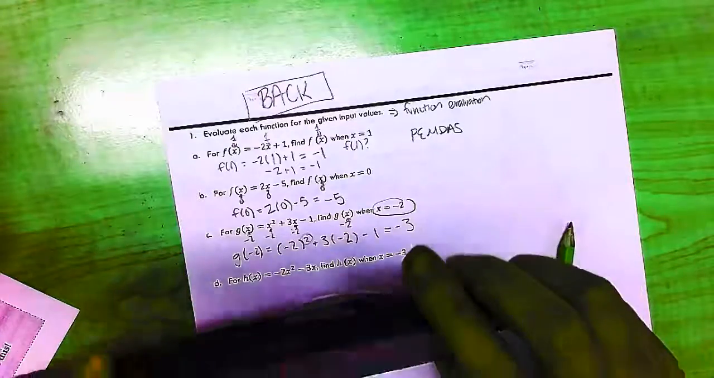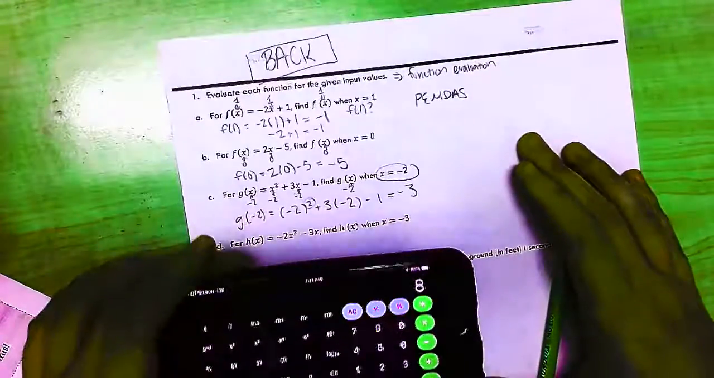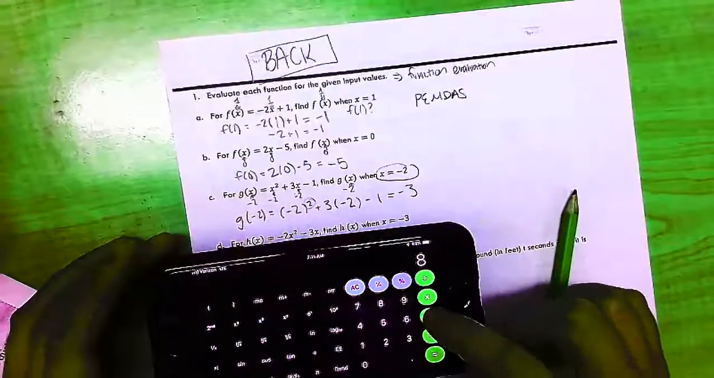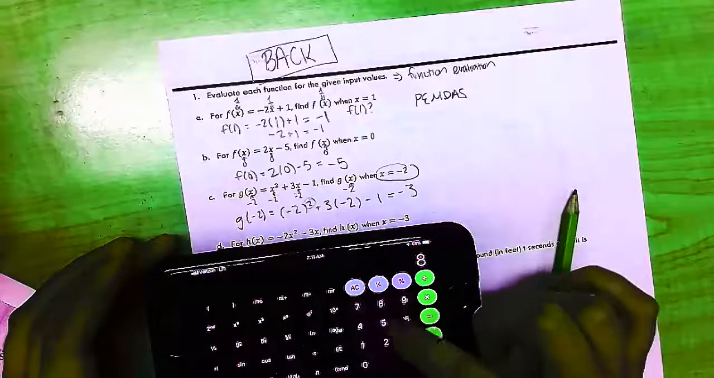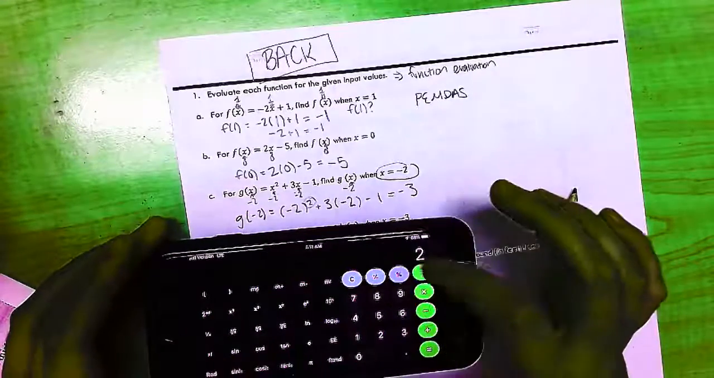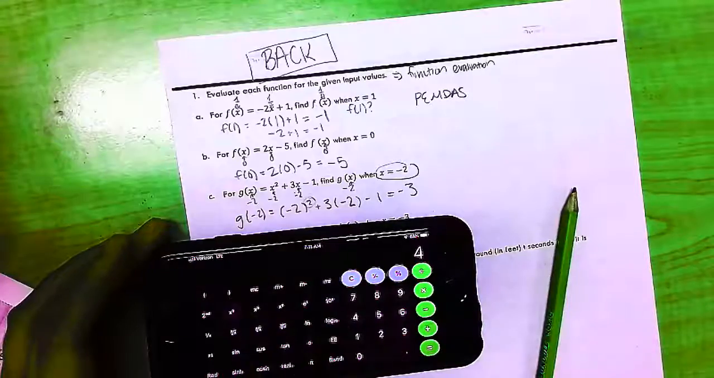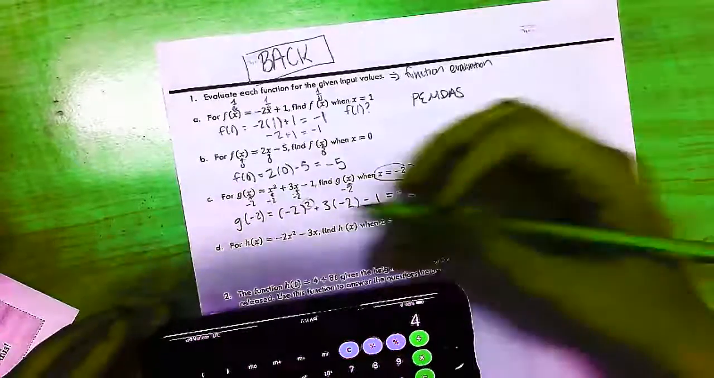So I would just take it one step at a time. I'd start with my 2. I'd make it a negative. I would say squared. That gives me 4. So I would write that right underneath.